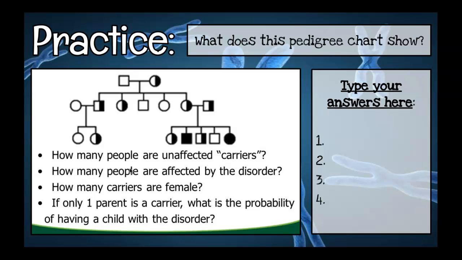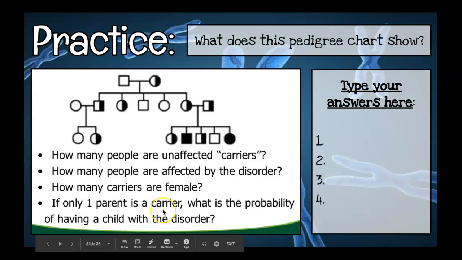So here's some practice. What does this pedigree chart show? So looking at this pedigree chart, how many people are unaffected carriers, meaning they carry the trait but they don't have it? So count how many are half shaded. You have 1, 2, 3, 4, 5, 6, 7, 8. Now how many people are affected by the disorder? So how many people are shaded in? 1, 2. How many carriers are female? So our half shaded circles is what we're looking for. 1, 2, 3, 4, 5.